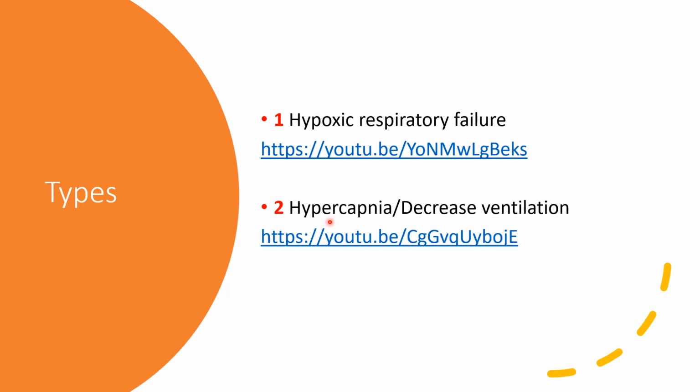Type 2 respiratory failure is all about hypercapnia or decreased ventilation. In this case, carbon dioxide is being retained. This is pretty common among people with COPD. Full information can be found right here when you go through this link.